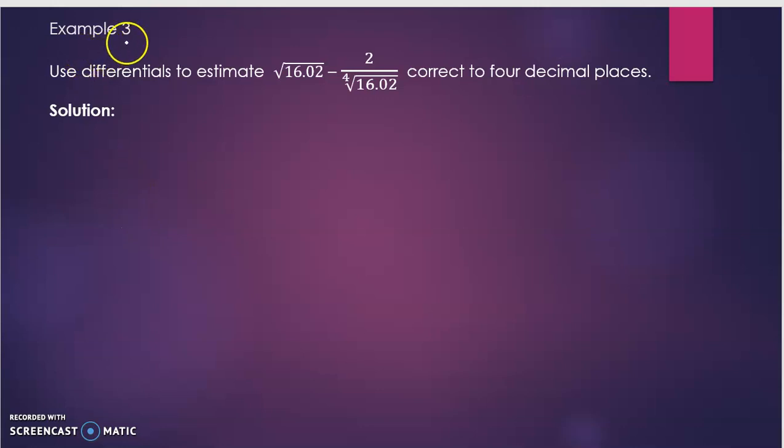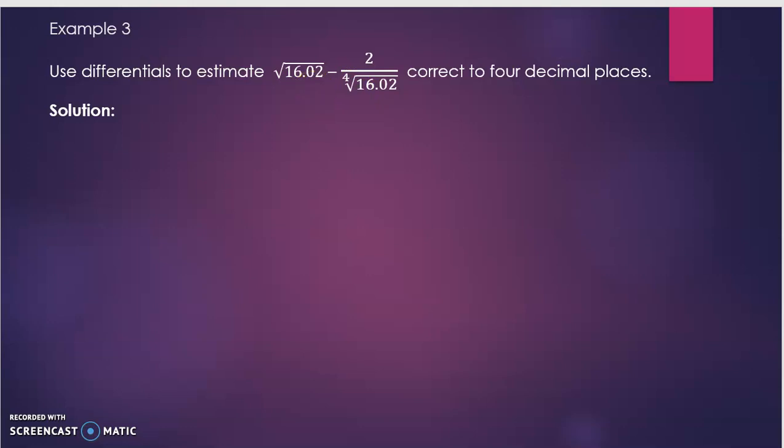So now we look at example 3. Use differential to estimate square root of 16.02 minus 2 over fourth root of 16.02, correct to 4 decimal places. You can see that compared to example 2, in this example, we have two different parts in the function.